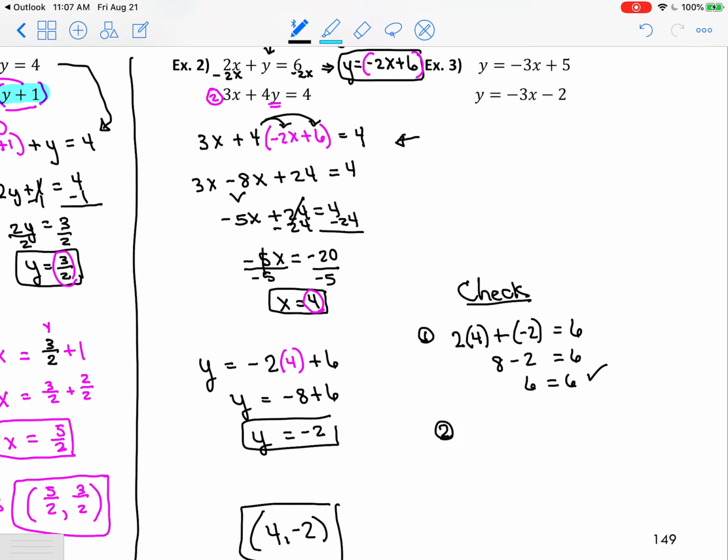Equation number 2. 3 times x, so 3 times 4 plus 4 times negative 2, which is our y, equals 4. This is going to be 12 minus 8, and that one checks out as well. So we can see that our solution of (4, negative 2) checks out in both of those equations, which it has to do. If you ever do a check and your solution does not work for both equations, that means that is not the correct solution.